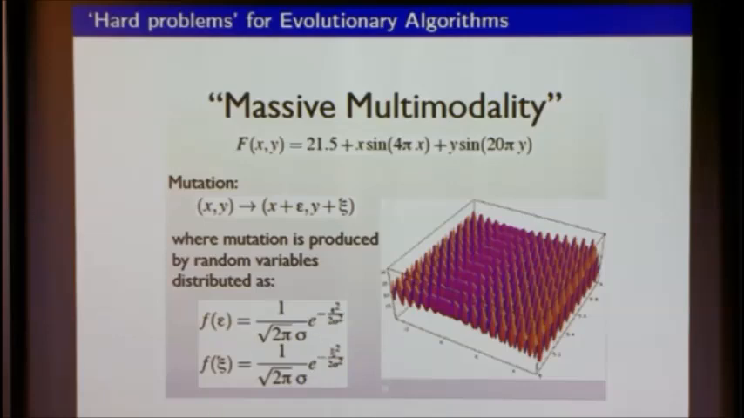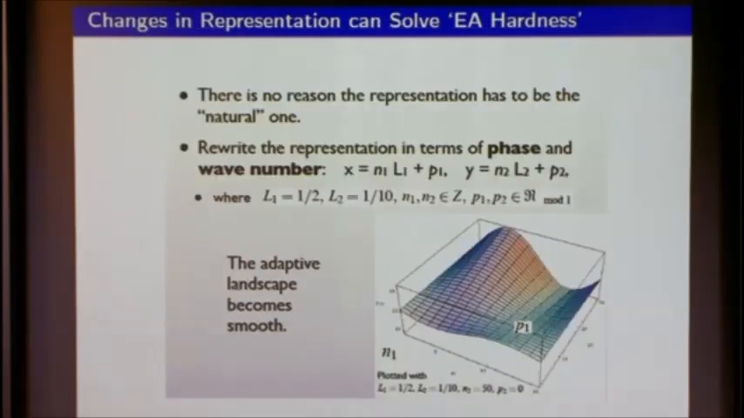Now, there's no reason that the representation of that function has to be the natural one. You can rewrite the representation in terms of the phase and the wave number with these change of variables and with these details. And now in terms of the wave number and the phase, you plot the fitness function, and now it's pretty smooth. It basically has one mode with a little off on the side there. And this is quite easy to solve with this representation.